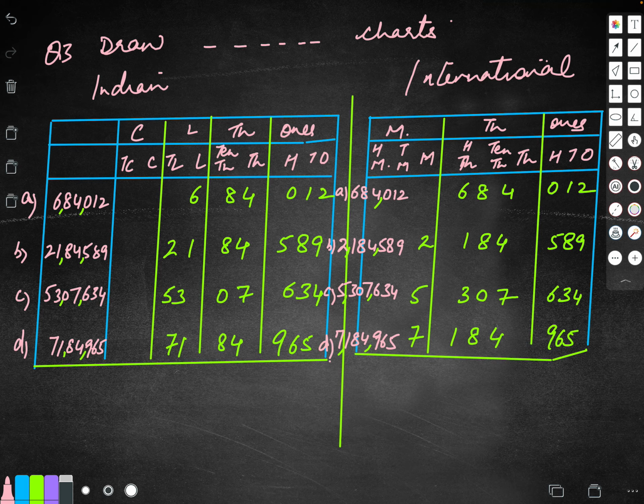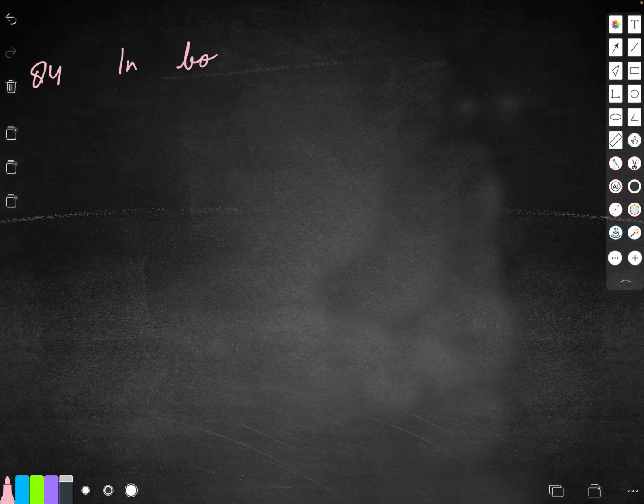So this completes your 3 questions. I again repeat, children, Indian system, 4 periods, ones, thousands, lakhs, crores. International system, 3 periods, ones, thousands, millions. Places 3, 2, 2. Places 3, 3. Please understand it carefully, practice it thoroughly, and then move on. The last question of this exercise to be done in the books.